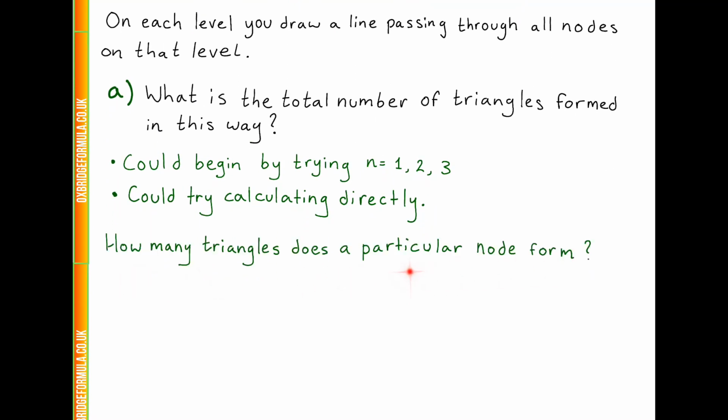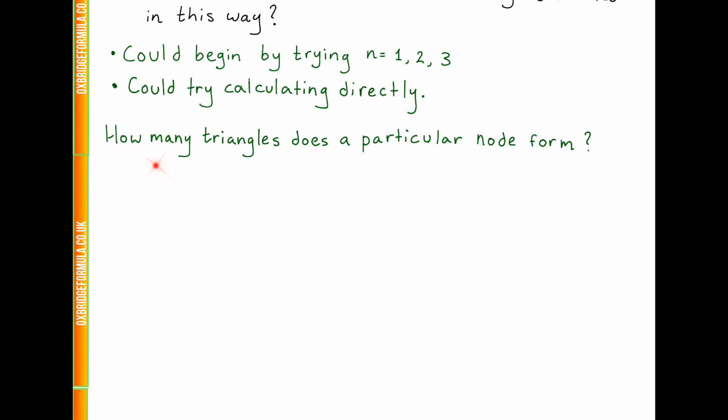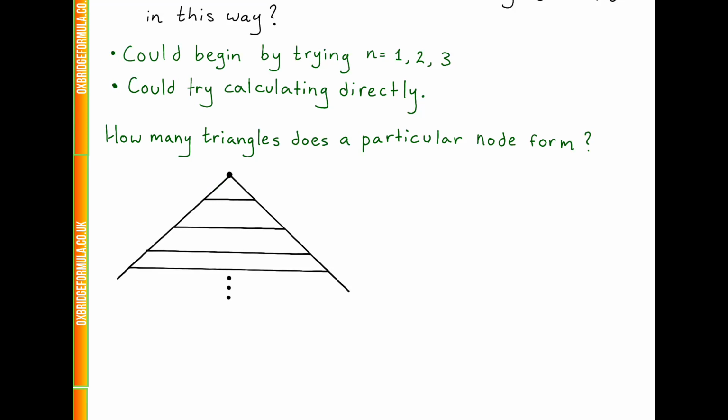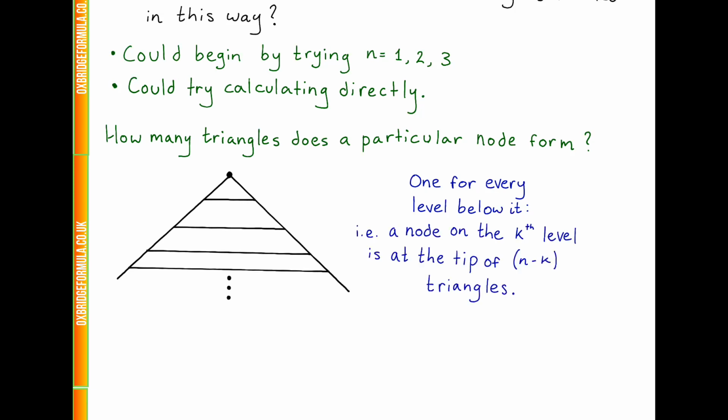If we know how many triangles a particular node forms, then we can add up all the nodes in the graph to get our final answer. So, what would this number be? For each node, the same as on our diagram before, we have one on the level below, one on the next level, and so on, as many levels as we have left. If we're on the kth level, how many levels are there below that? Since there are n levels total, there are n minus k levels, and hence a node on the kth level is at the tip of n minus k triangles.